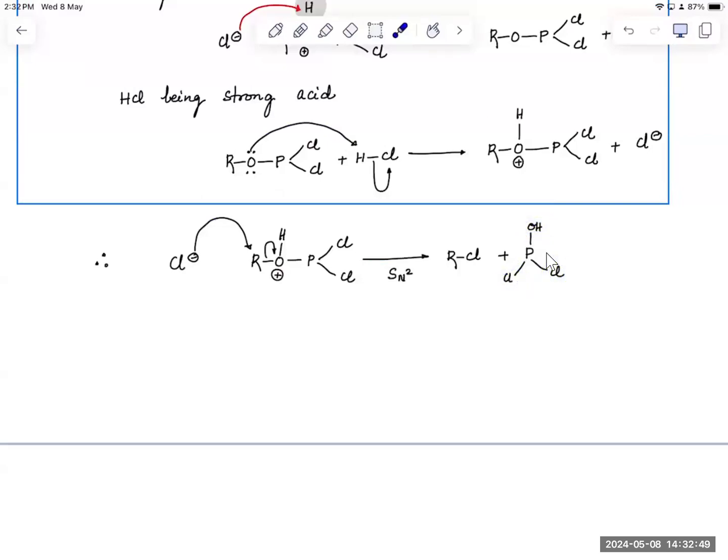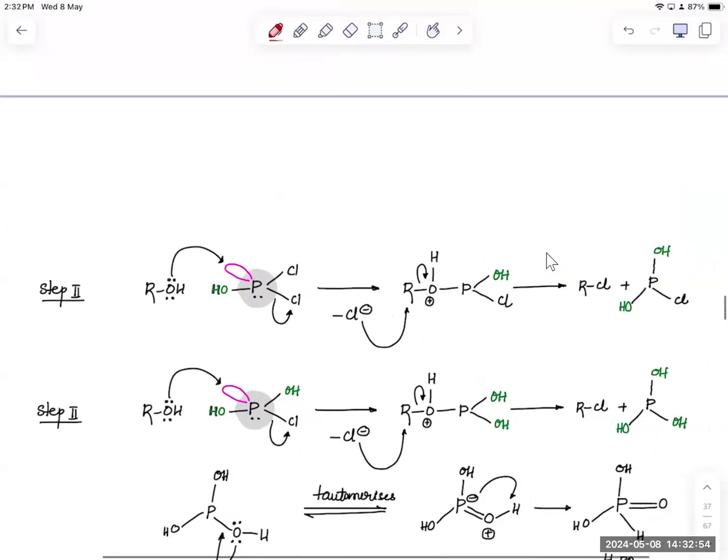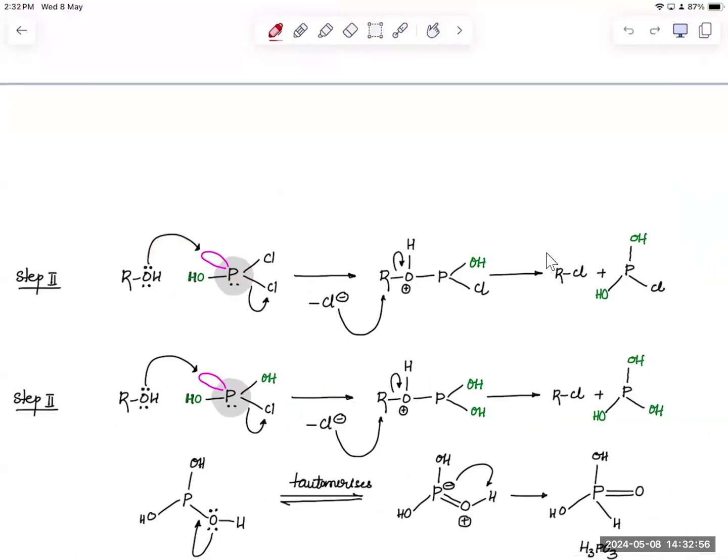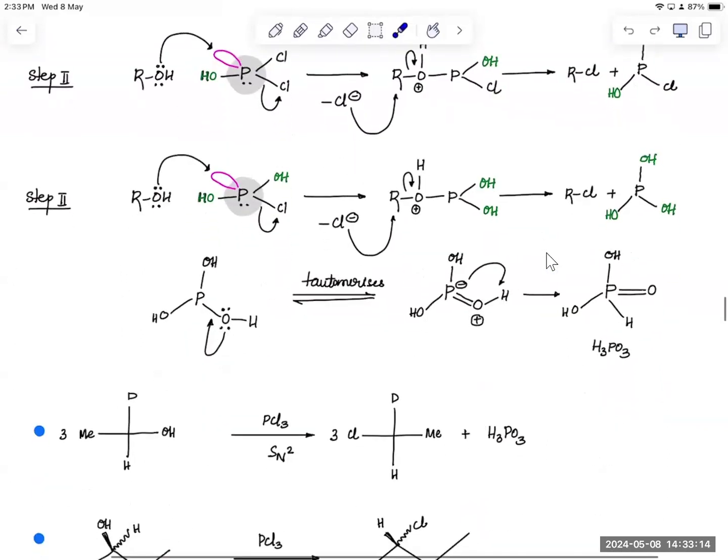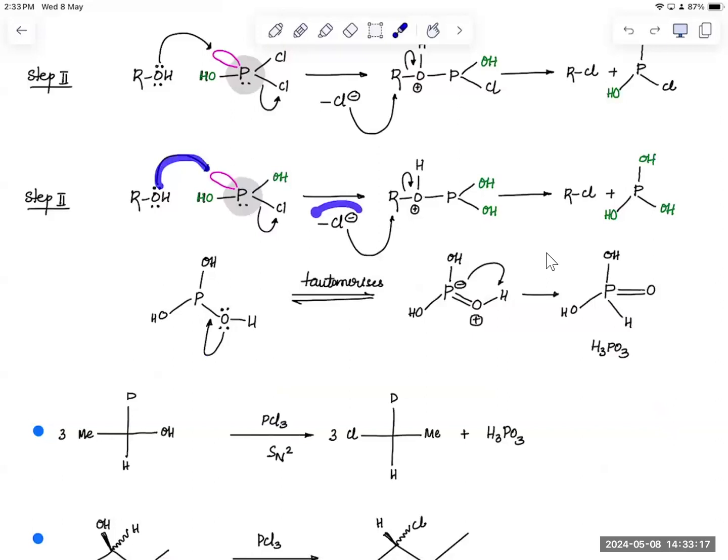Now the second mole will have the same logic. ROH, the second mole now. One side we have OH, the other two chlorines are still present. So the lone pair of oxygen will again attack on phosphorus. You will get the same thing. Cl minus will again attack on R. You will get two OH groups and one more mole of RCl. If you attack similarly with ROH for the third time, Cl minus will attack on the third mole. You will get this as RCl, and you will get phosphorus acid.